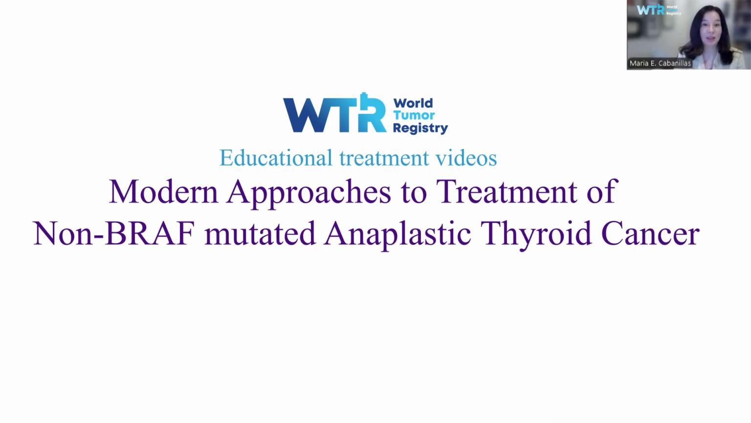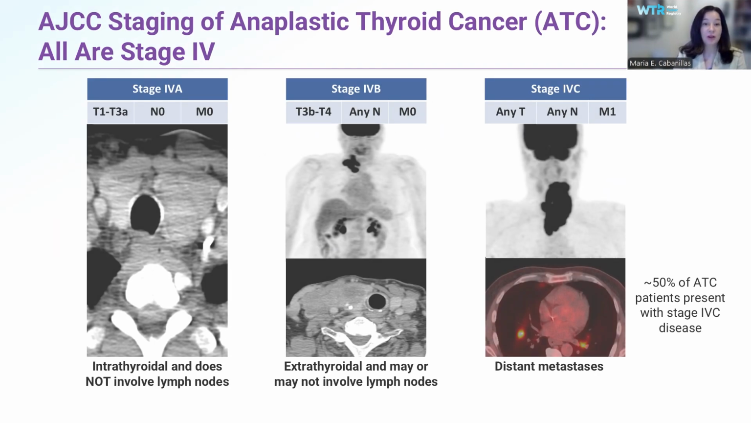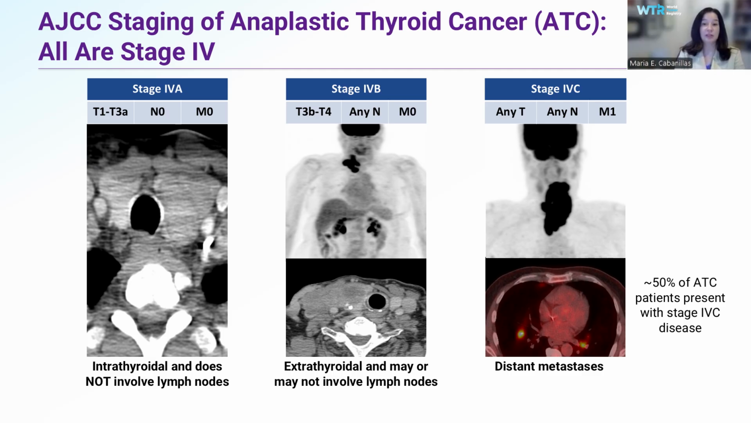Hello, my name is Maria Cabanillas. I'm going to present the management of non-BRAF mutated anaplastic thyroid cancer. Most important thing to know about these patients is that they're at very high risk of dying from their disease, and therefore all of them are stage 4. We then classify these into stage 4A, stage 4B, and stage 4C.